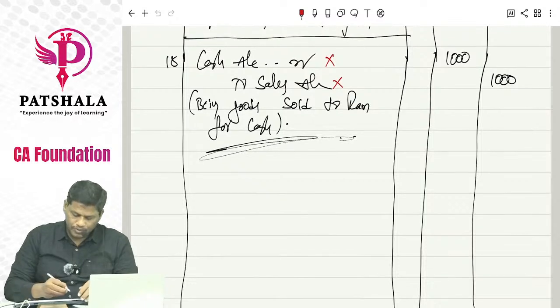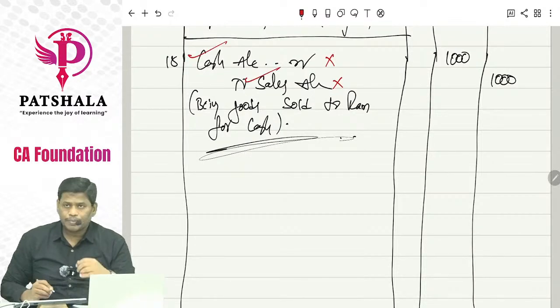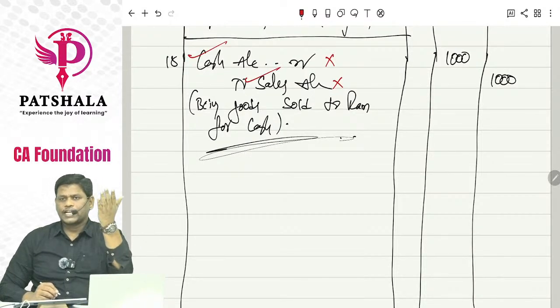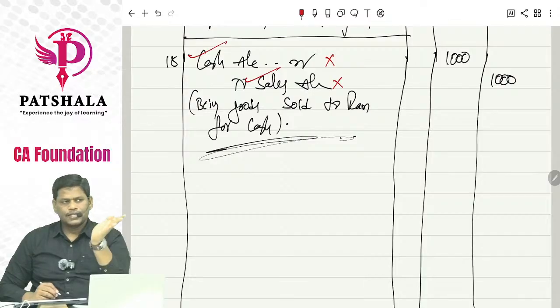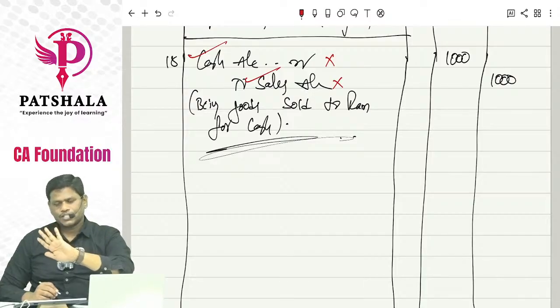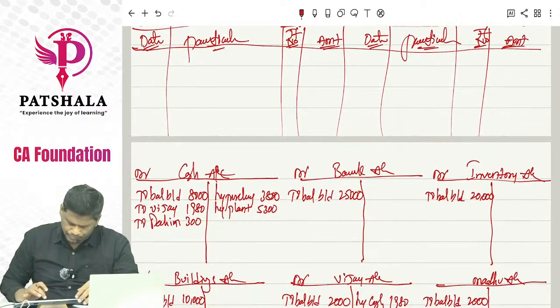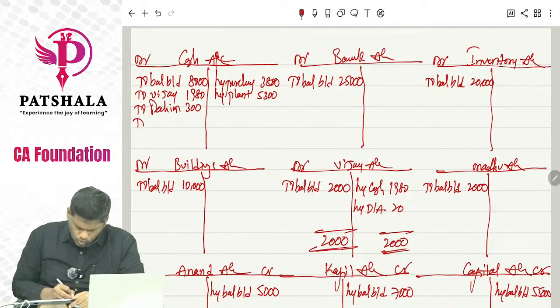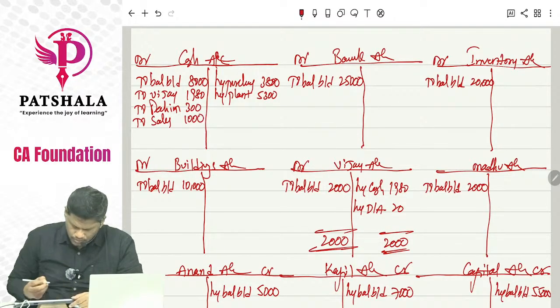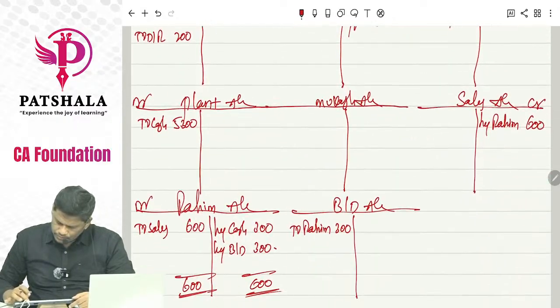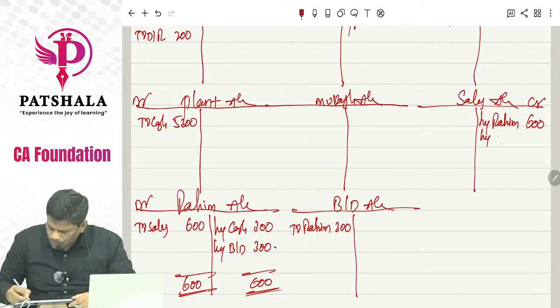Last one. Cash account, to sales. Go to cash account, to sales, sales account, by cash. Go to cash account, to sales 1000. Go to sales account, by cash 1000.